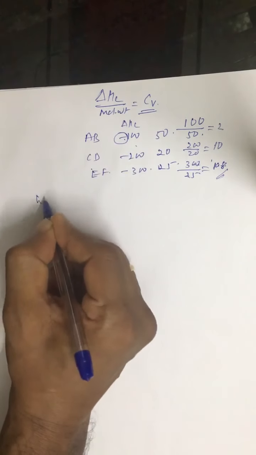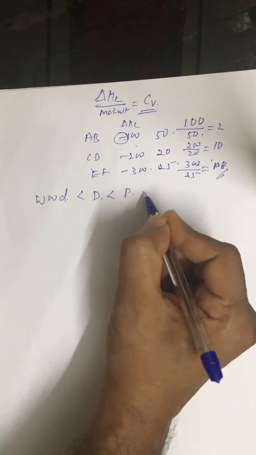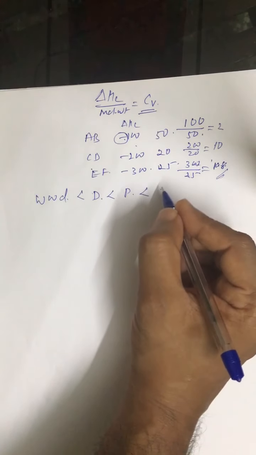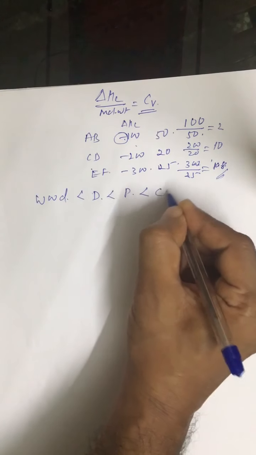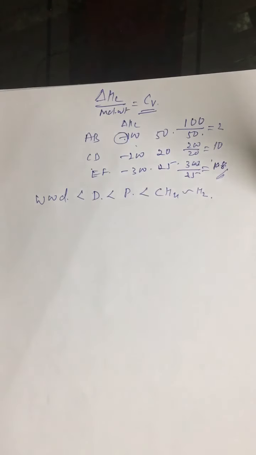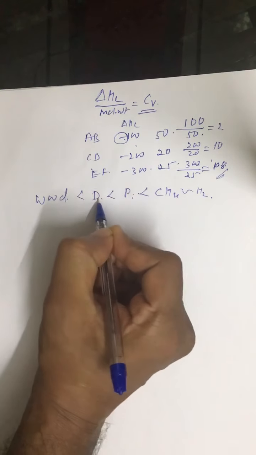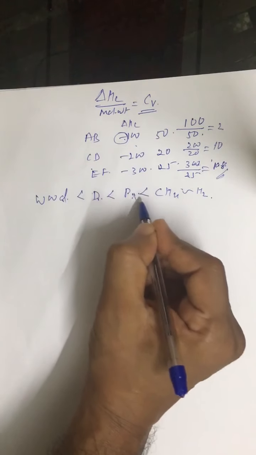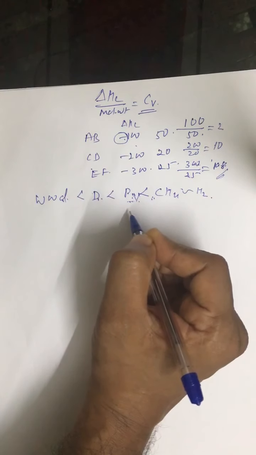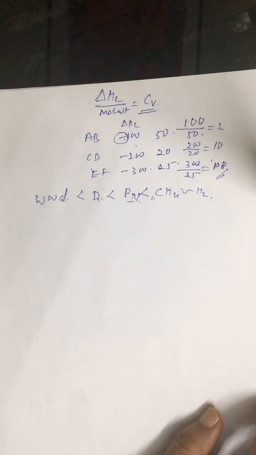Then we are given, say suppose, wood, diesel, petrol, methane and hydrogen. They are the best fuel, which means their calorific values are maximum. Then we have petrol, or then comes aviation petrol, then diesel, then wood, or in between petrol we can put CNG, compressed natural gas. So these are the things.